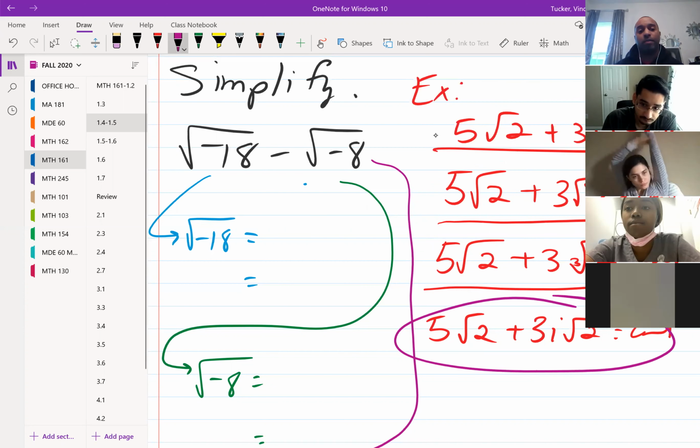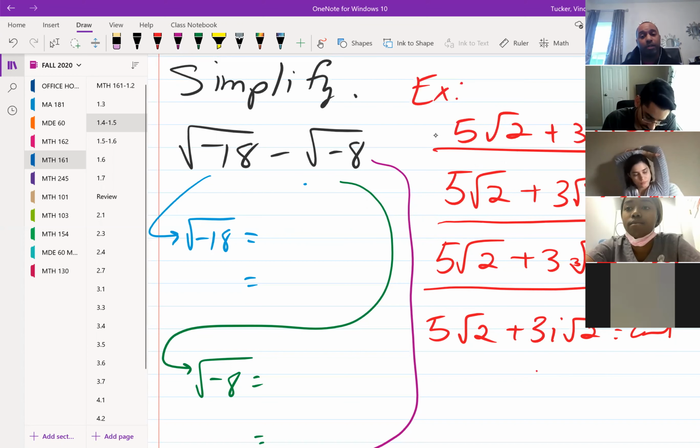Cannot add those together. So I just want to make sure we're okay on what we can add and subtract from each other and what we cannot, because of the different details or elements going on in our terms.